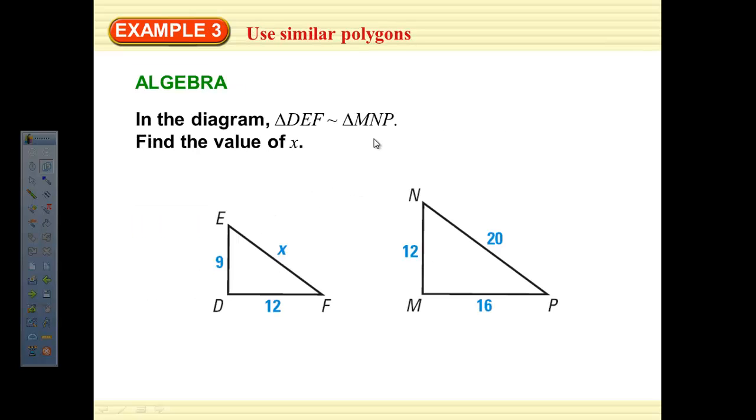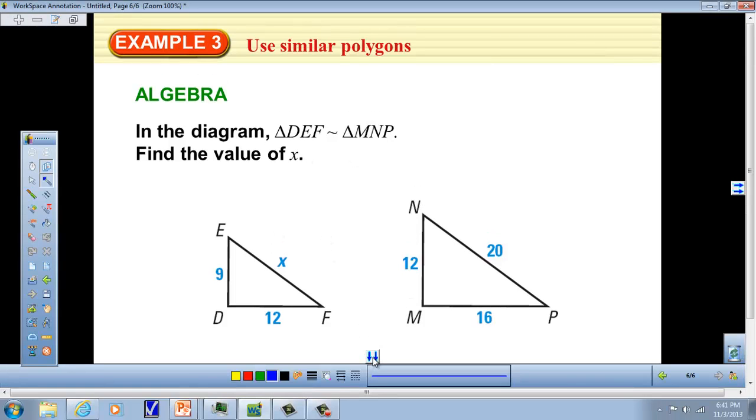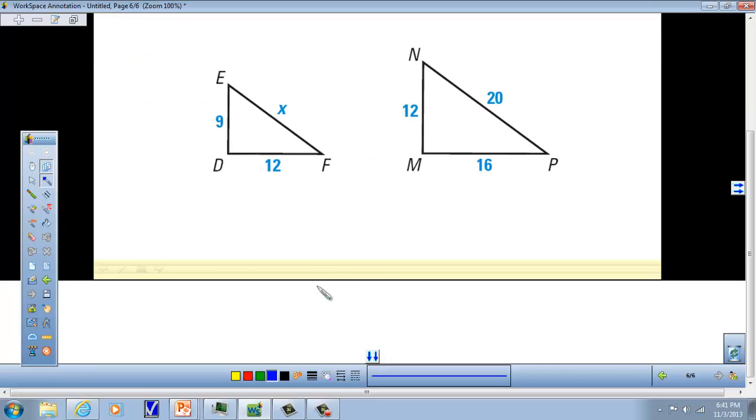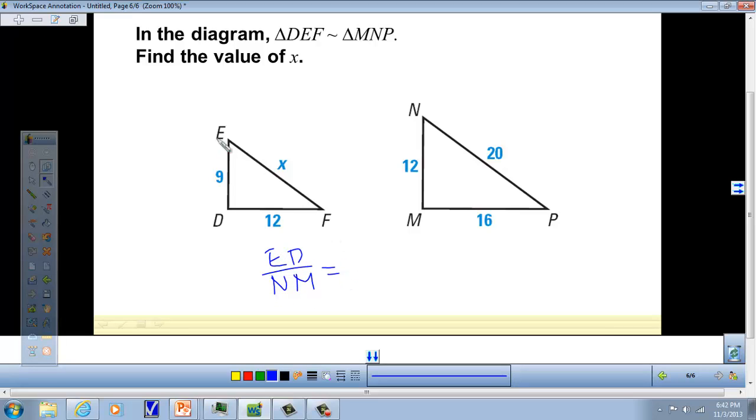Here's another one. We have two triangles that are similar. Therefore, we know corresponding angles are congruent. Corresponding sides are proportional. One ratio I can write is, for example, ED over NM. If you look, ED and NM. So I can say ED over NM and that's equal to EF over NP.